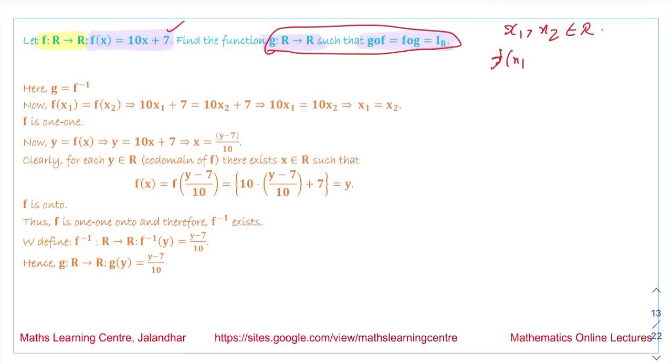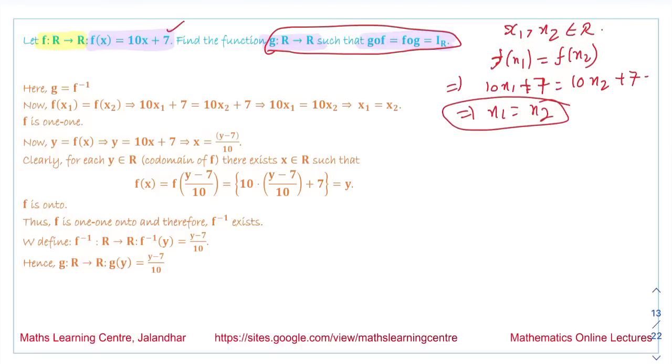We are saying f of x1 is equal to f of x2. This implies 10x1 plus 7 is equal to 10x2 plus 7, and this implies x1 is equal to x2. It means this function is one-one.